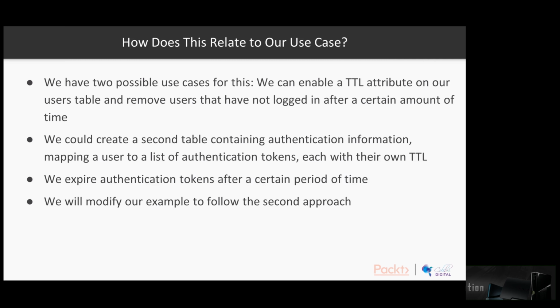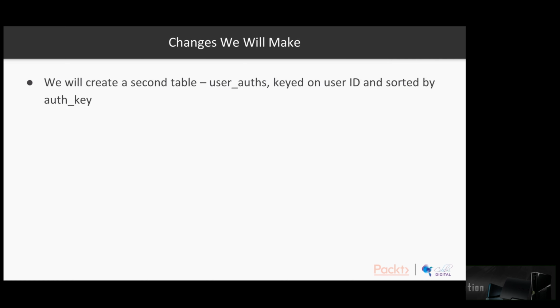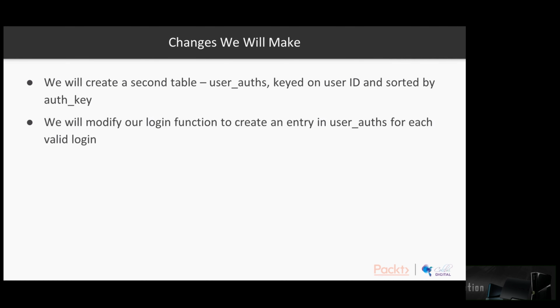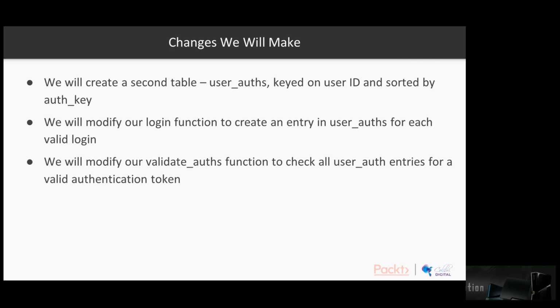Now, the second example really makes a lot more sense, so we're going to modify our example code to follow this second approach. So what changes do we need to make? Well, we need to create a second table. We're going to call it user auths, and it's going to be keyed on user ID and then sorted by auth key. We're going to modify our login function to create an entry in the user auths table for each valid login. And we'll modify our validate auths function to check all user auth entries for a valid authentication token. And lastly, we're going to enable a TTL of 48 hours on the user auths table.